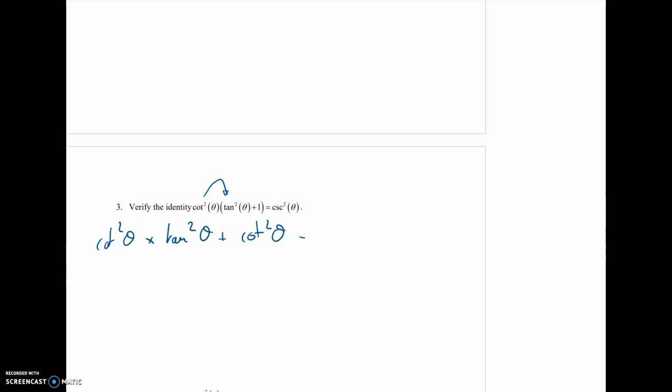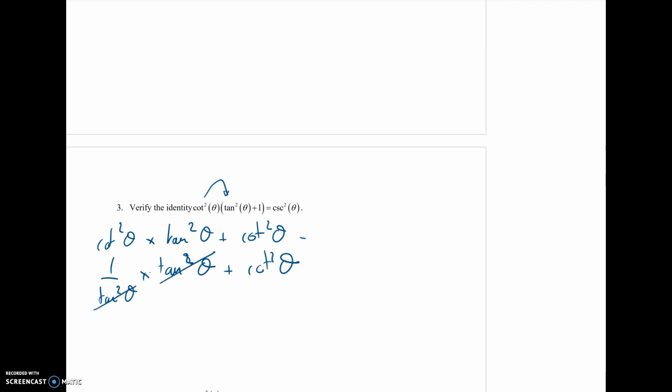That is equal to what? Cotangent theta equals 1 over tangent theta, so 1 over tangent squared theta multiplied by tangent squared theta plus cotangent squared theta. Then the tangent squared theta divides out. So 1 plus cotangent squared of the angle theta. And what is it equal to? Well, cotangent squared theta is cosine squared of the angle divided by the sine squared of the angle, so that is 1 plus cosine squared of the angle divided by the sine squared of the angle.